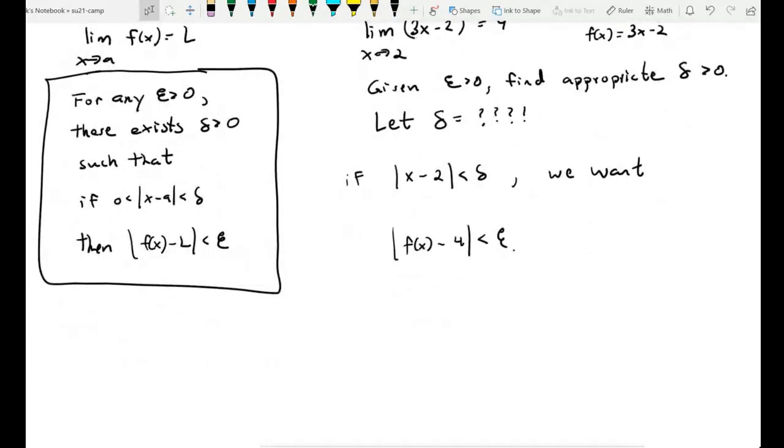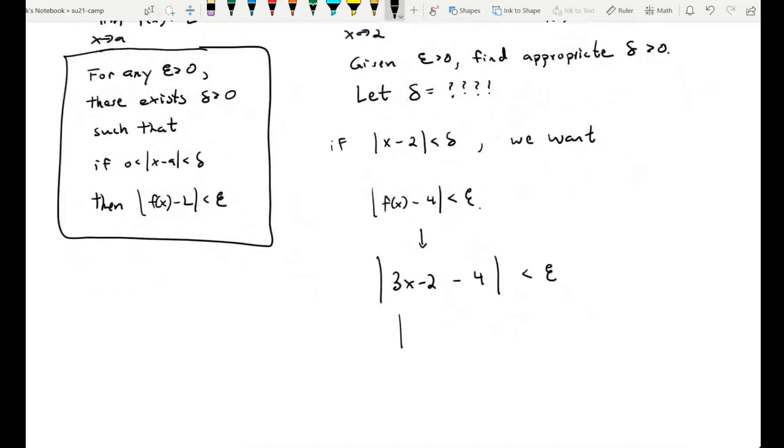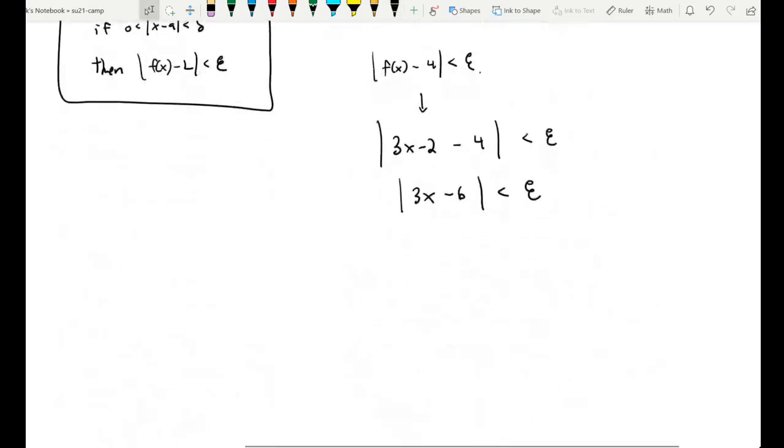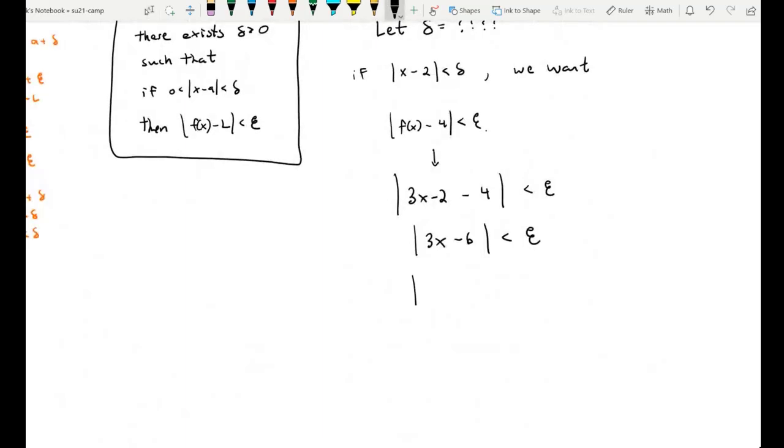So let's start with what we want to be true. What's f of x? And what's the limit? It's 4. And we want this to be less than epsilon. So now you're just going to simplify that, and notice that now you can factor out a 3, which is interesting, and of course the absolute value of 3 is just 3.